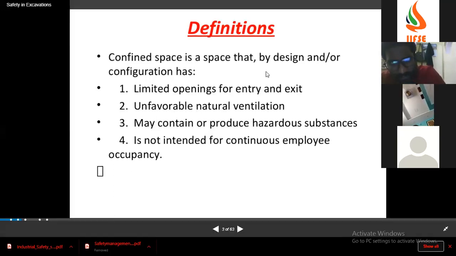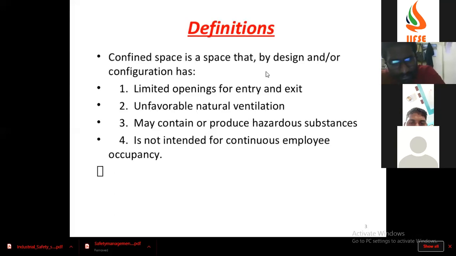Definition: a confined space is a space that, by design or configuration, has limited openings for entry and exit, unfavorable natural ventilation, may contain or produce hazardous substances, and is not intended for continuous employee occupancy. Okay, so that is the basic concept of confined space. Why has confined space come here? Because it is a part of construction safety. In construction safety, a lot of confined space work will be going on. So what do you mean by confined space?